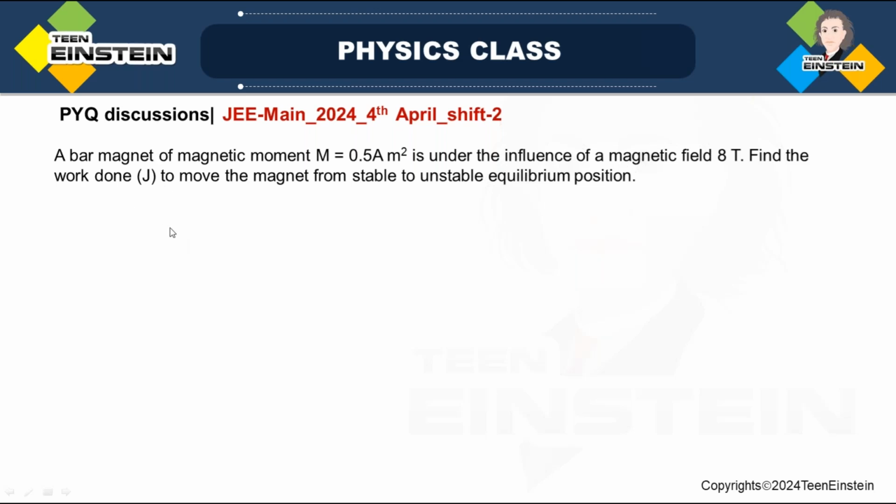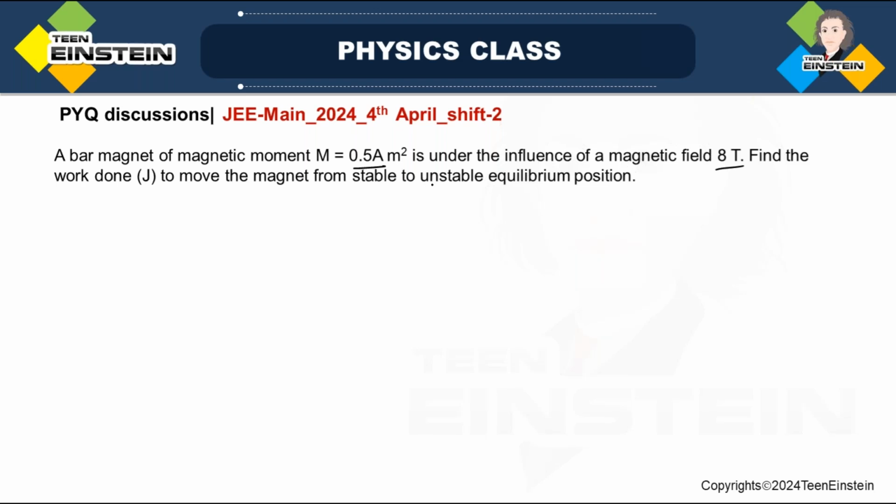A bar magnet of magnetic moment 0.5 ampere meter square is under the influence of magnetic field 8 Tesla. Find the work done to move the magnet from stable to unstable equilibrium.